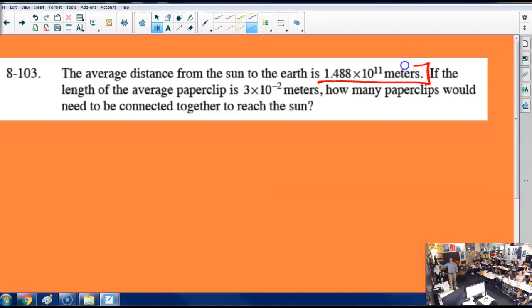Mr. Hudson. The distance that I'm about to throw Liam from here to the sun is 1.488 times 10 to the 11th meters. I could probably get you a little bit of the way there.